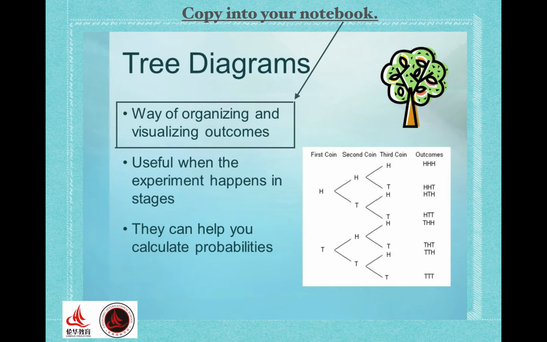So you just need to write tree diagrams, way of organizing and visualizing outcomes. Okay, it shows you there. The arrow points at the thing you need to write down. Now you can pause this lesson and write it down. I will just wait another 5-10 seconds, so please copy this. Tree diagrams, way of organizing and visualizing outcomes. And it shows here what it looks like. Now we look at it in more detail. Now let's move on.